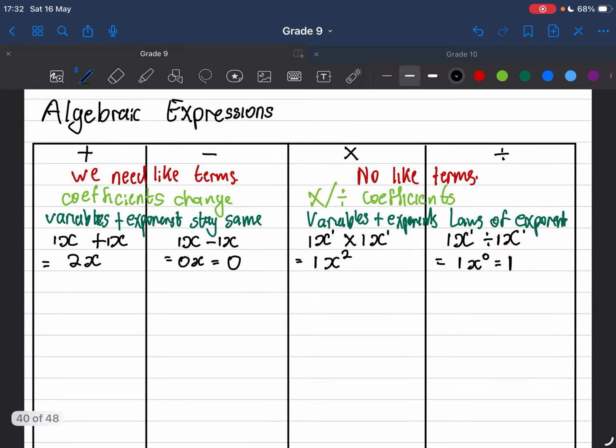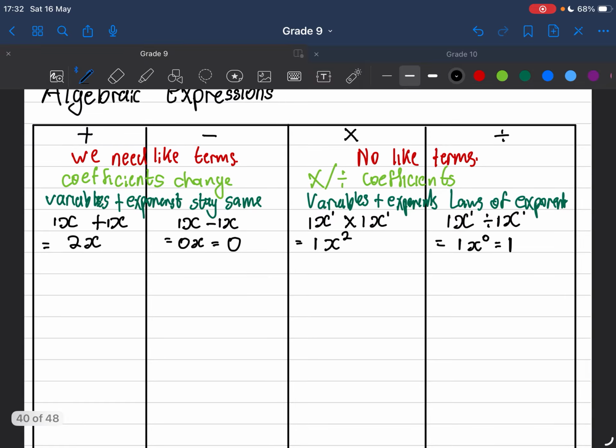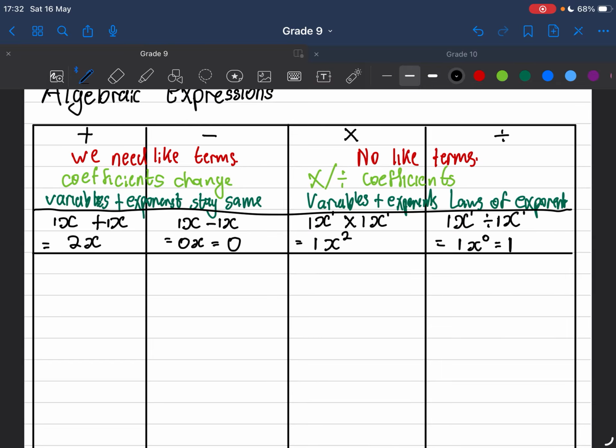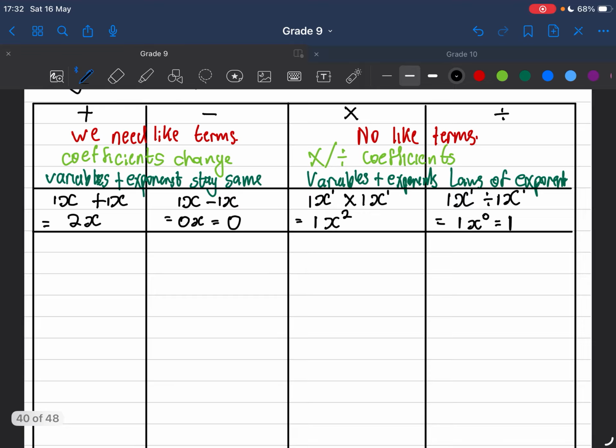All right, let's do another example. Let me just rule off here. Let me also just rule off there. Mine's the untidiness. It's too late for that.